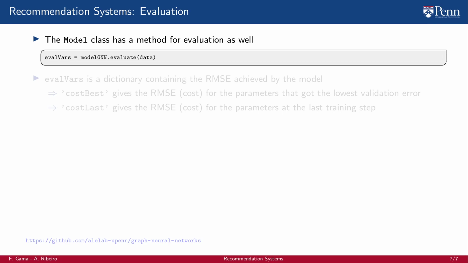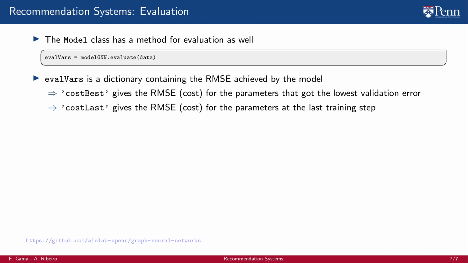After training has finished, we are ready to evaluate the model. To do this, we use the evaluate method contained in the model class. This method gets the data class as the input. The output of the evaluate method is a dictionary that contains the cost, in our case the RMSE, of 2 instances of the parameters in the model. Cost best gives the RMSE of the parameters that got the lowest validation error. Cost last gives the RMSE of the parameters that we obtained in the last training step.